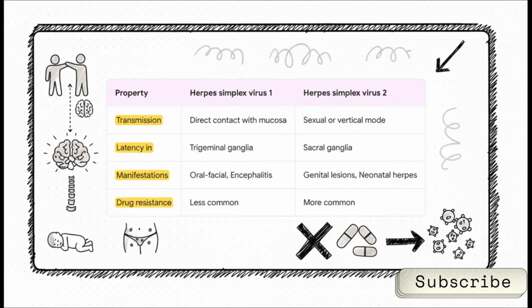This table right here is pure gold. It lays out all the high-yield details you need. Notice the different places they go latent. We're going to talk more about that in a second. Also, look at the different things they can cause. HSV-1 is linked to nasty encephalitis, while HSV-2 can cause really dangerous neonatal herpes. And, for the clinic, this is huge. Drug resistance is more common with HSV-2. Seriously, you might want to screenshot this one. It's perfect for a last-minute review.